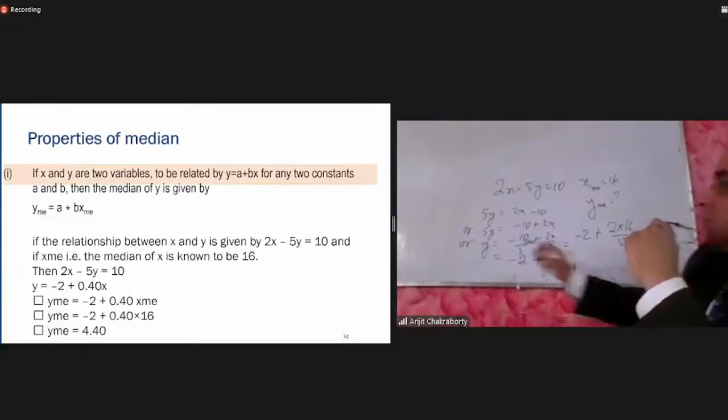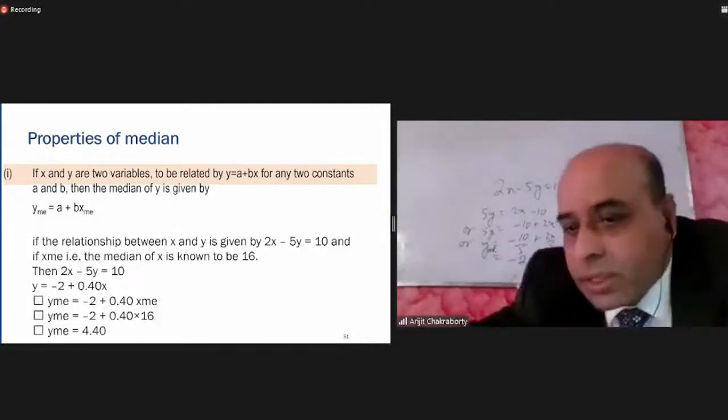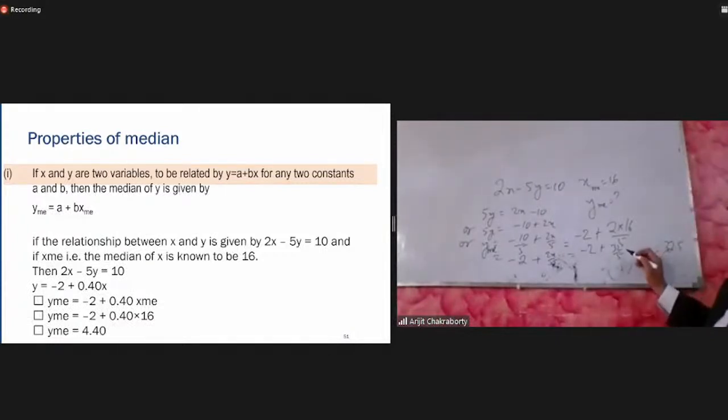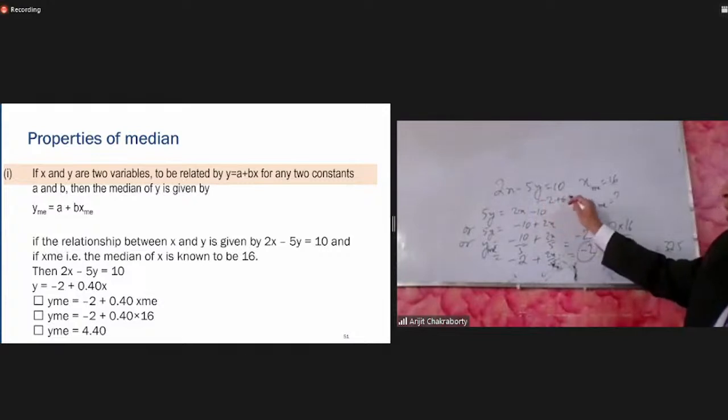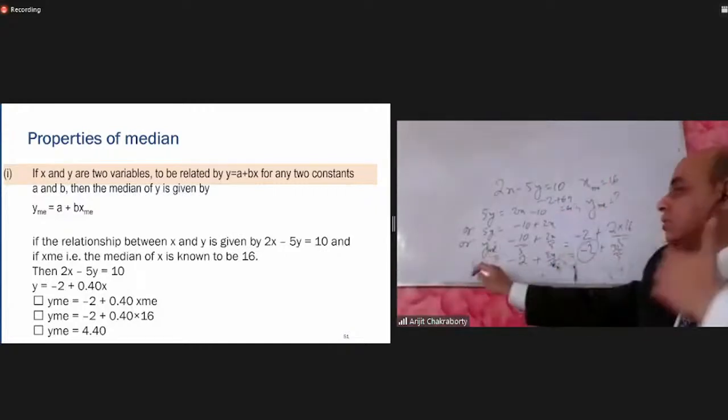So I am getting y median. Y median is equal to minus 2 plus 32 by 5. So 32 by 5, let's calculate and check. 32 divided by 5 gives you 6.4, and you have minus 2 here. So minus 2 plus 6.4, the answer is plus 4.4. So y median is equal to 4.4.